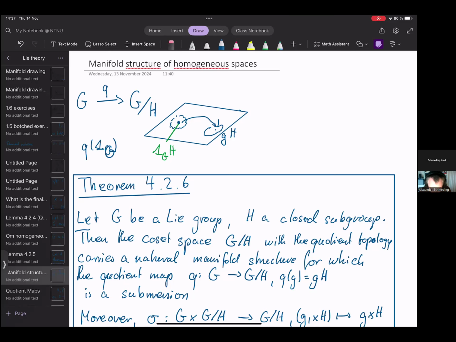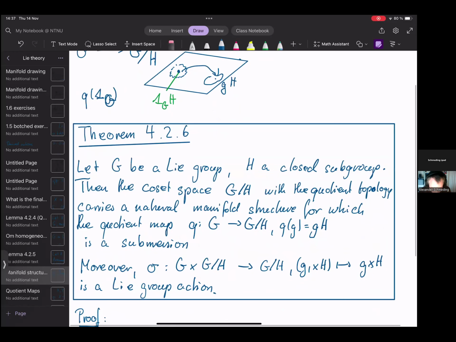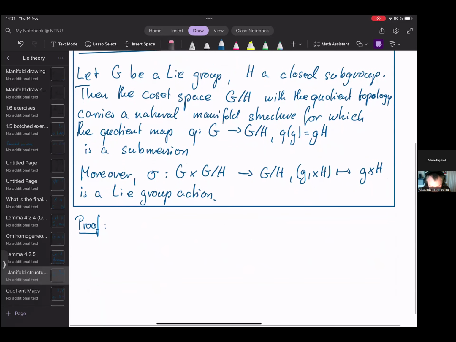Okay, but let's see what the theorem looks like. This is theorem 4.26 in the lecture notes. If we have a Lie group G and a closed subgroup H, then we first of all endow the quotient G mod H, so the coset space, with the so-called quotient topology. We already constructed this in an earlier result and saw that it indeed gives us a Hausdorff topology, which we need for our manifolds because all of them are Hausdorff. And now we want to build a natural manifold structure such that the quotient map from G to G mod H becomes a submersion, and such that the group action, which is by left multiplication on the cosets, becomes a Lie group action.